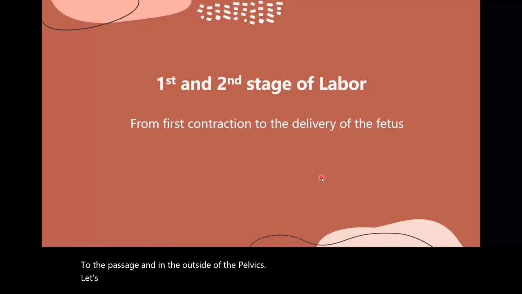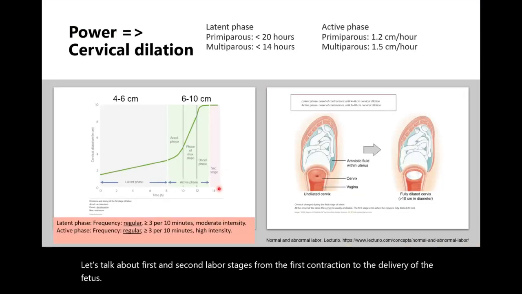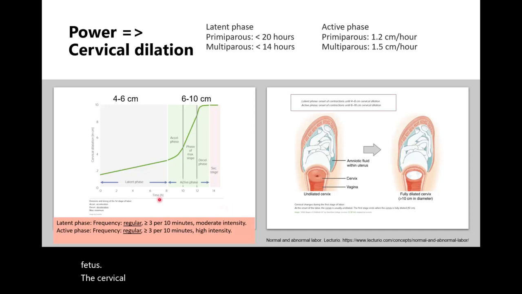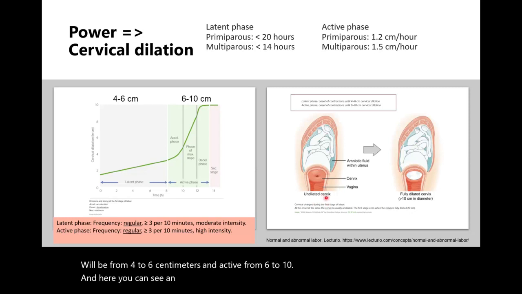Let's talk about the first and second labor stages, from the first contraction to the delivery of the fetus. The cervical dilatation will be done in two phases, the latent phase and the active phase. Latent will be from 4 to 6 centimeters and active from 6 to 10. And here you can see an undilated cervix and a fully dilated cervix, up to 10 centimeters.